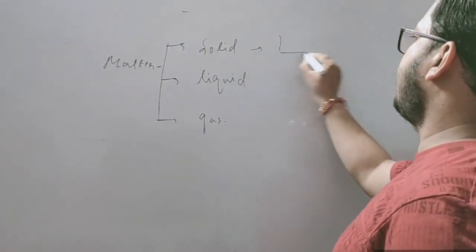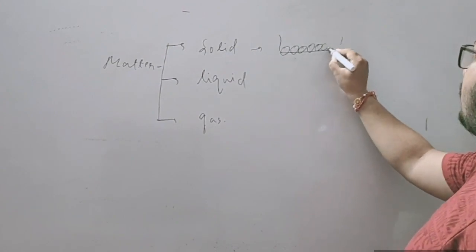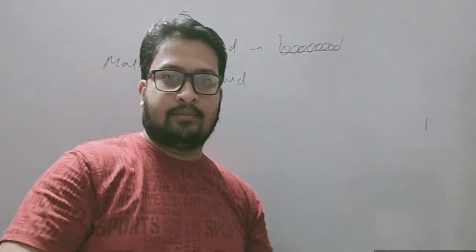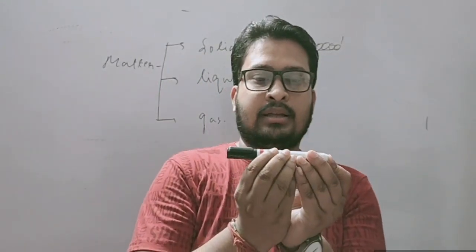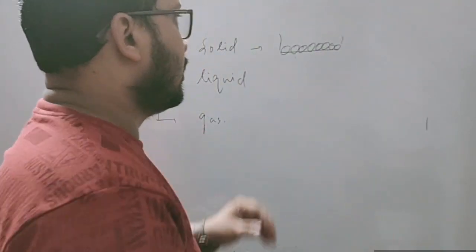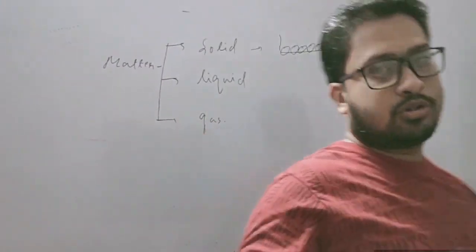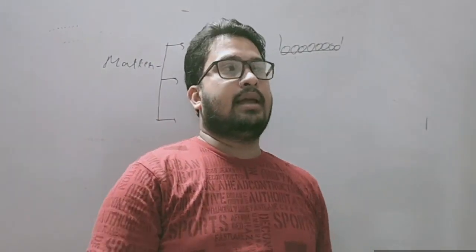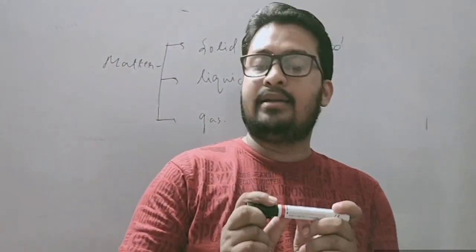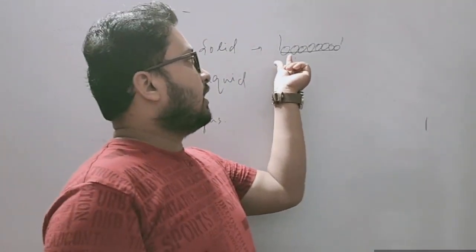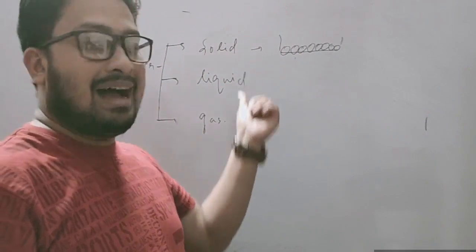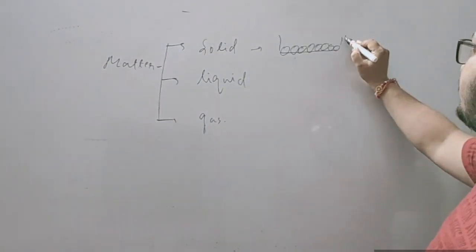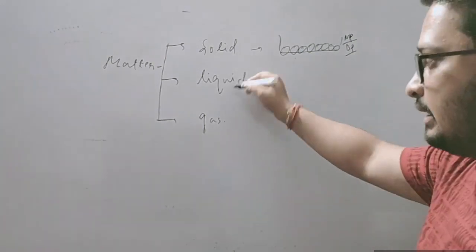What are solids? Solid means the atoms, molecules or ions are closely packed. Therefore, the force of attraction between the atoms, ions or molecules is very high. Therefore, it shows rigidity. So this is solid. The melting point as well as the boiling point is very high compared to liquid and gas.